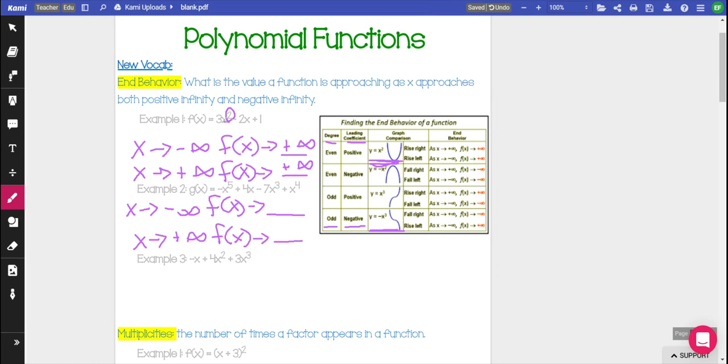Like we said, towards the left-hand side of the graph, as x is approaching negative infinity, our graph is going up forever and always. So again, our function itself is approaching positive infinity. We're looking at the y values. Our function is approaching positive infinity. As x is approaching positive infinity, now we're looking at the right-hand side of our graph, which we can see is falling. So that is approaching negative infinity.